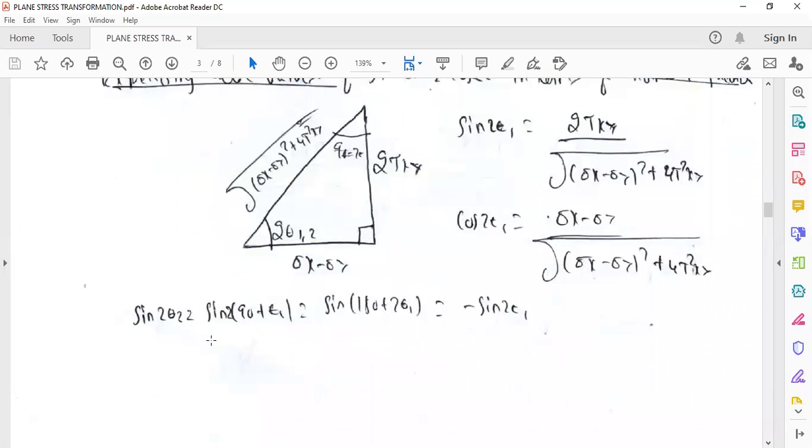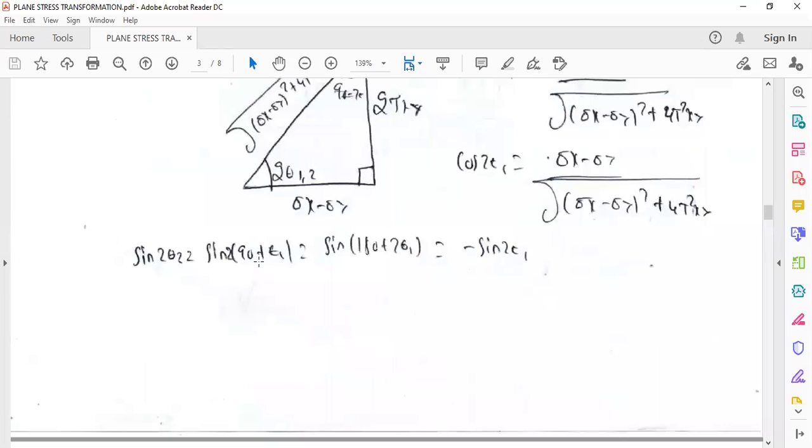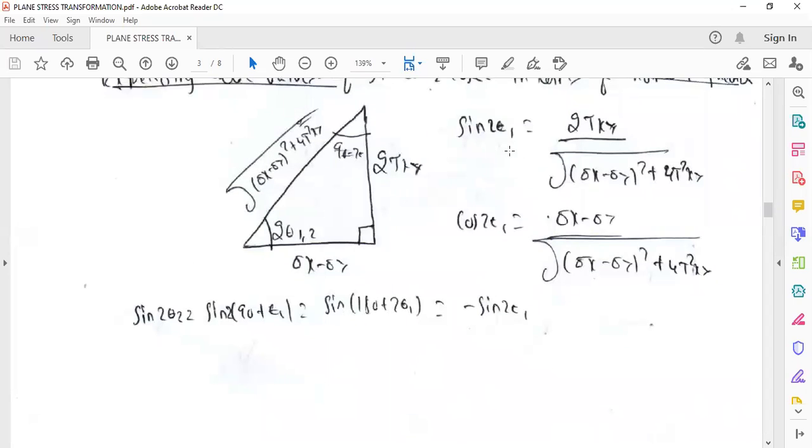For theta p1 we came to know sin 2 theta p1 and cos 2 theta p1 are these terms. For theta 2 we can see that sin 2 theta 2 is equal to sin 2 into (90 plus theta 1), since theta 2 is 90 degrees apart from theta 1. If I substitute, sin of 180 plus 2 theta 1. By ASTC, sin is negative in the third quadrant, so sin of 180 plus theta is minus sin theta. Therefore it will become minus sin 2 theta 1.